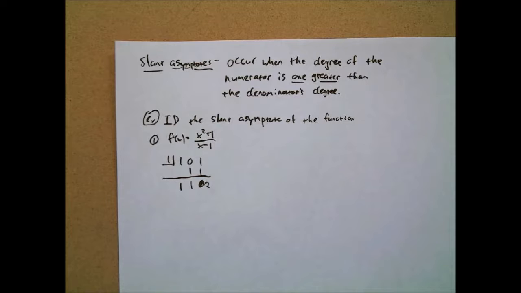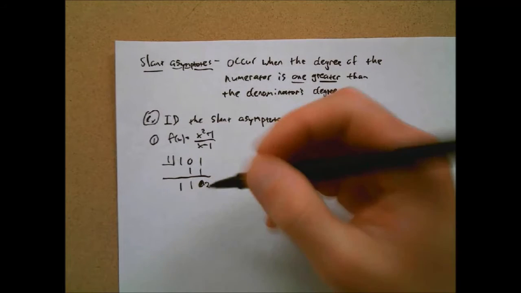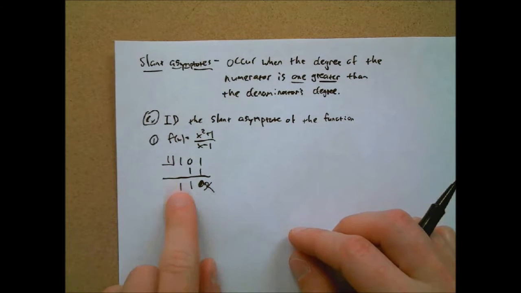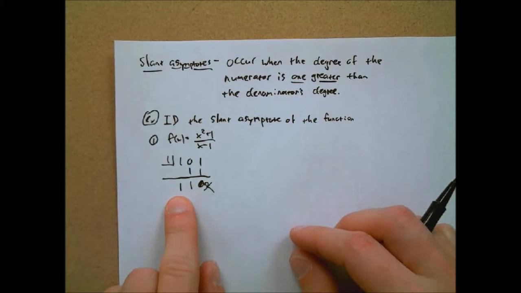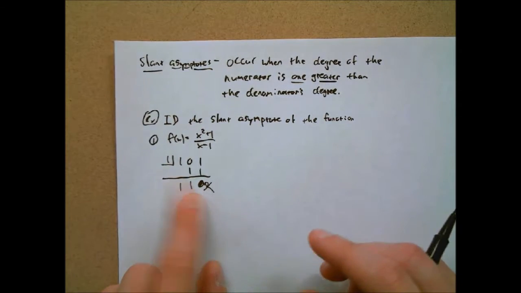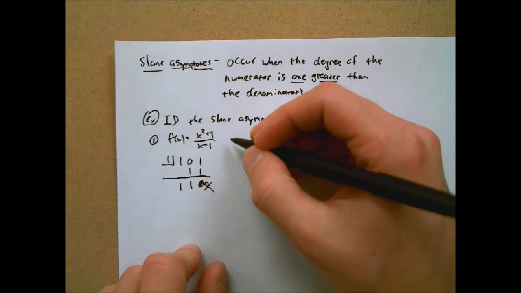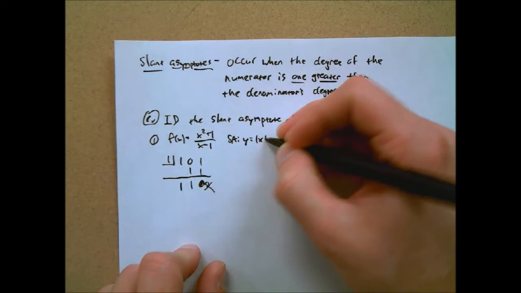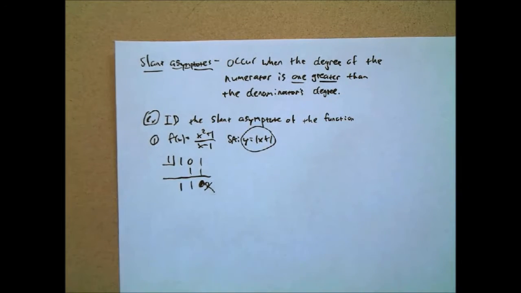Anyway, my point, the important information comes from this right here. We throw out the remainder. We ignore it, it doesn't matter. What we look at, though, is the answer coefficients here. So we interpret this as 1x plus 1. That is the equation for the slant asymptote. So y equals 1x plus 1.